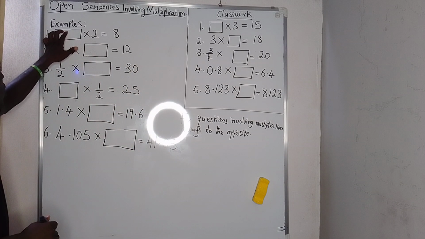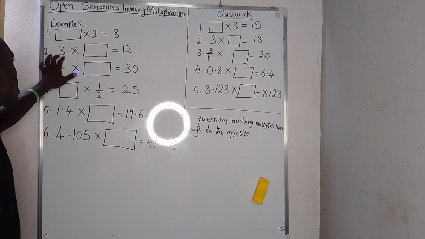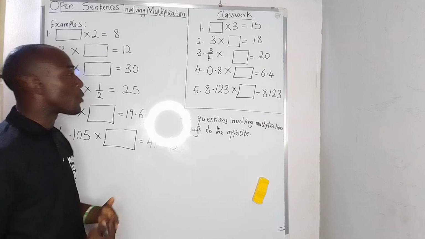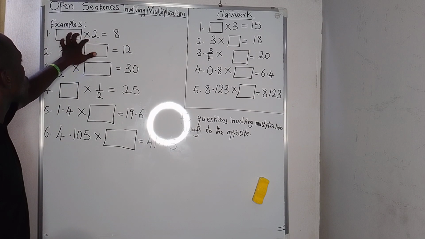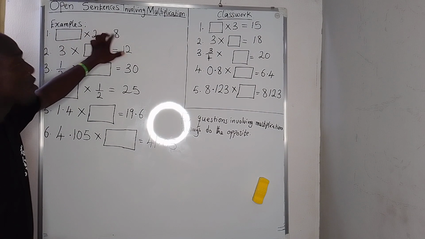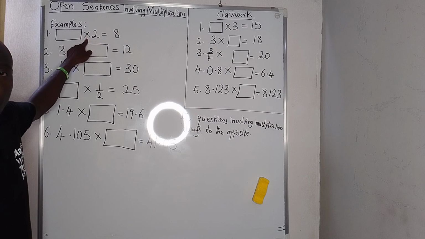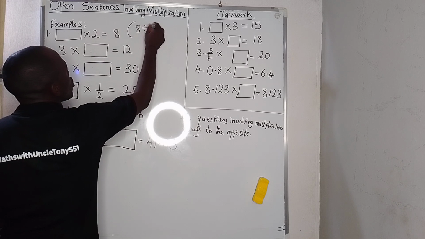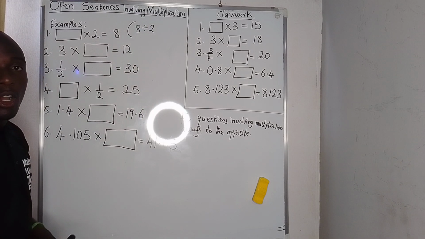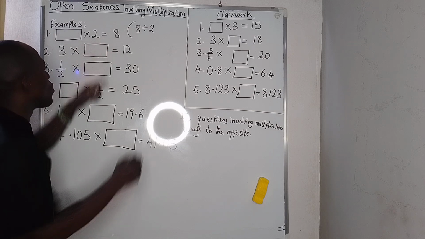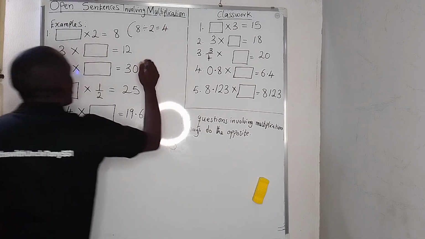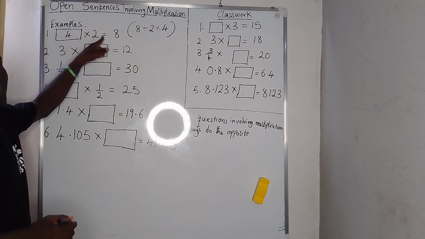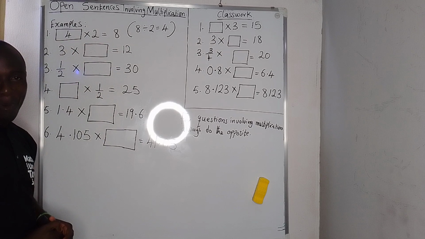Number one, whether the question starts with an open box or a number, always do the opposite. So open box multiplied by 2 is equal to 8. What's the opposite of multiplication? It is division. So we now say 8 divided by 2. We are starting with the answer here. So 8 divided by 2 will give us 4. I will confidently replace my 4 here. Let's check. 4 multiplied by 2 will give us 8. That's the correct answer for number 1.